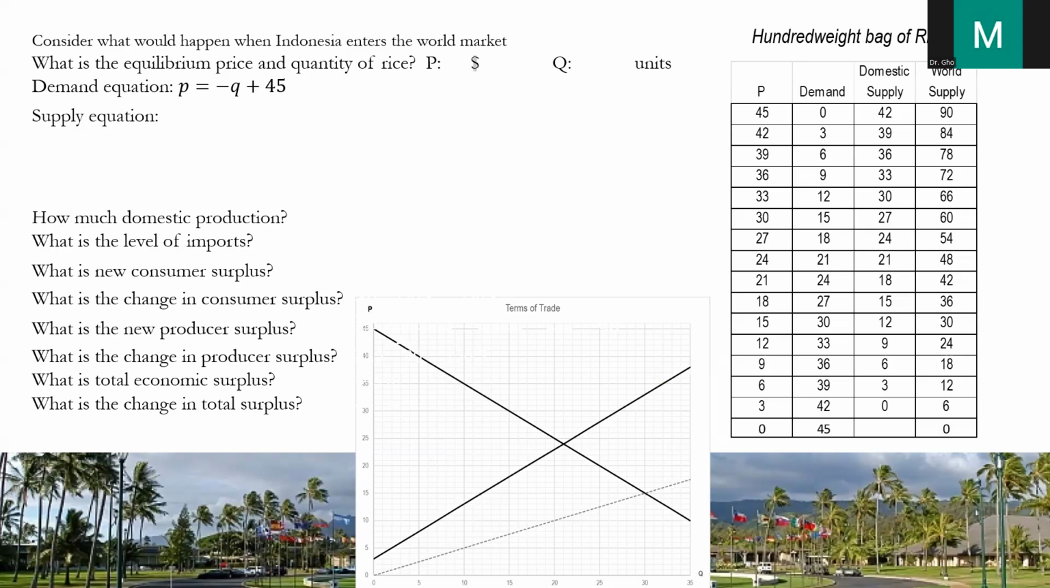Let's look at the schedule itself. Based on the schedule, we can see that right here, the world supply of 30 can satisfy the demand of 30 at a price of 15. That gives us this point right here on this graph, if you were to throw it in a graph.